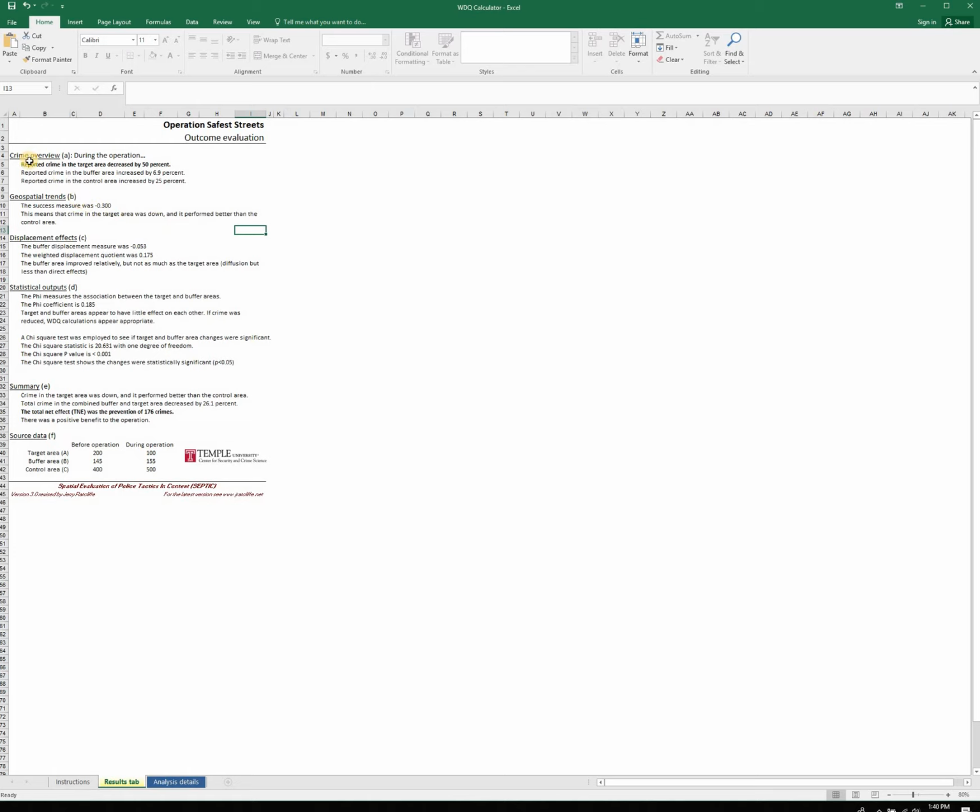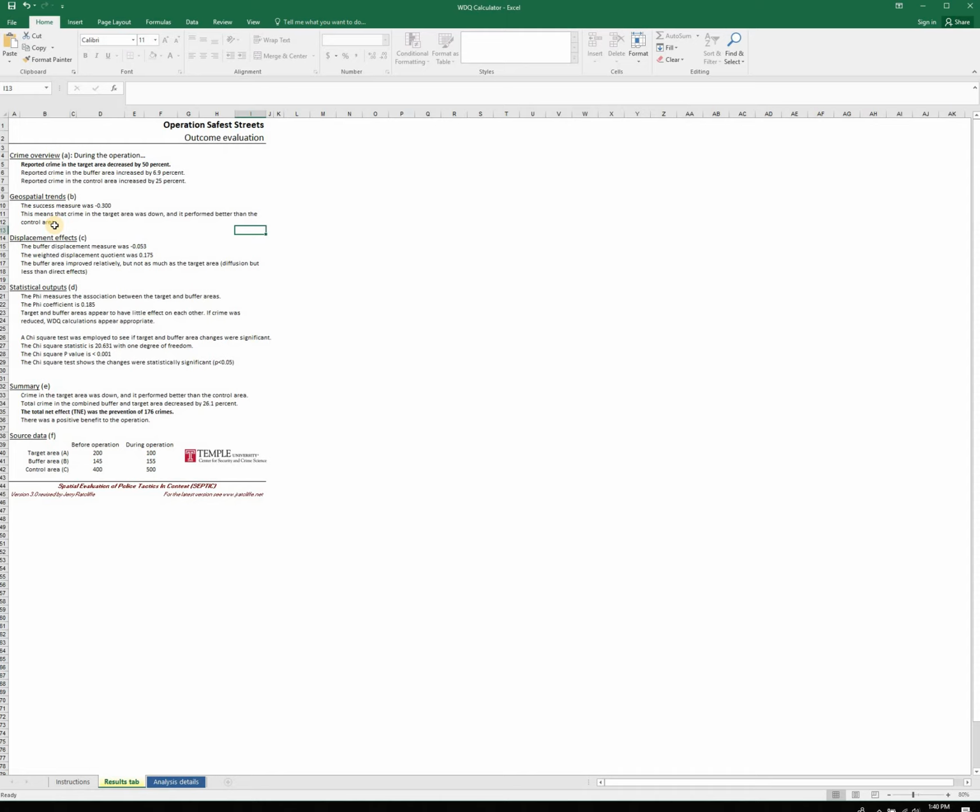And so if we look at our overview, what we'll see is that reported crime in the targeted area decreased by 50%. In the control area, it increased by 25%. And we do have some displacement here. We see about a 7% increase in crime in the buffer area, which is indicative of displacement.